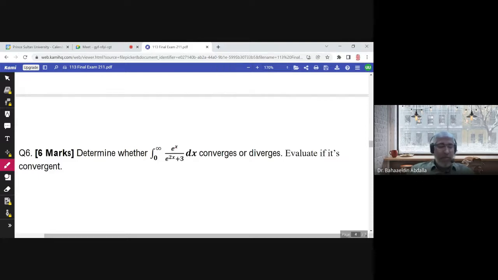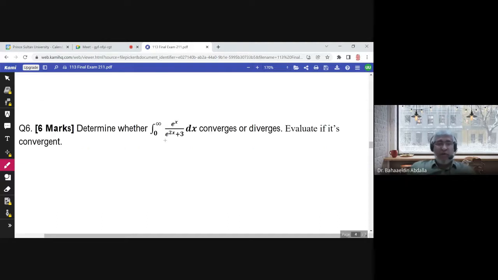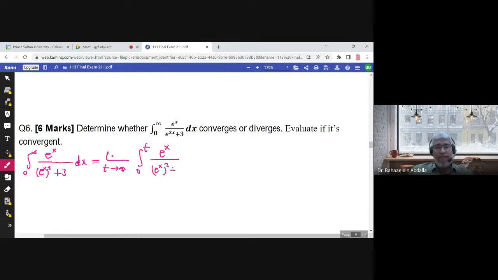Determine whether this integral converges or diverges. This is an improper integral, and we studied improper integrals in section 7.8. If you remember, we write it like this, from 0 to infinity, e to the x over, notice that this is e to the power 2x. It is in fact e to the x to the power 2, because now you can multiply 2 times x and get 2x. And we write it as the limit as t goes to infinity, and we write t here. And now we find this integral.